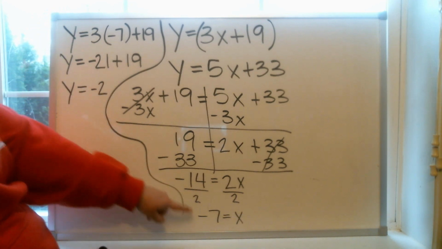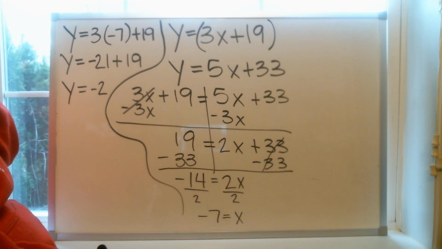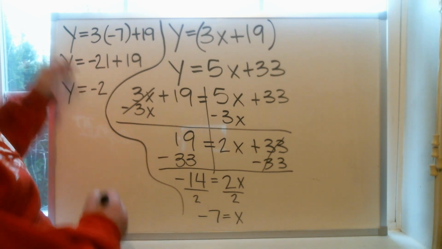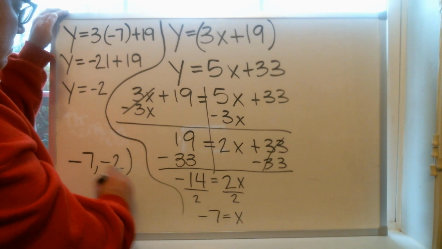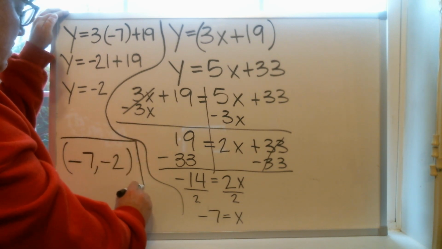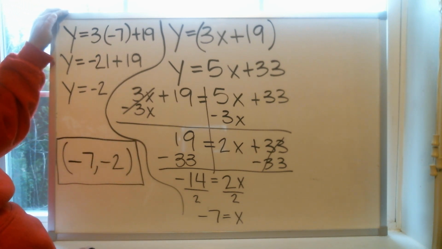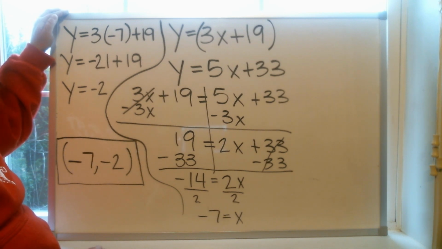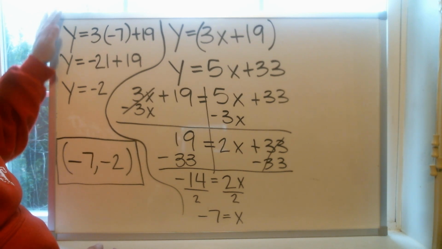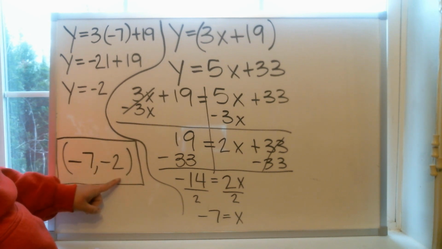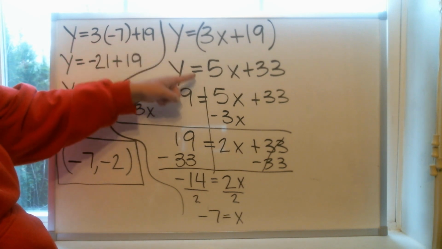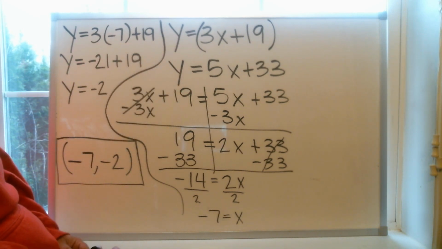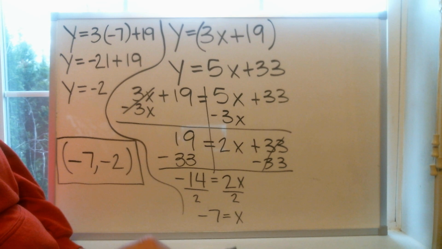Now I have an x and I have a y, and I'm going to write my final answer as an ordered pair, x comma y. So I'm going to put negative 7 comma negative 2 with parentheses. I'm going to put a box around it because it's my final answer. Just remember, this is the x value, this is the y value. If I put in a negative 7 for x and a negative 2 for y into both of these, they would both work out because that's the x and the y that work for both of these in this system.